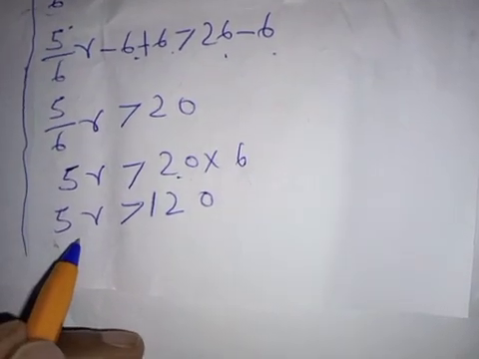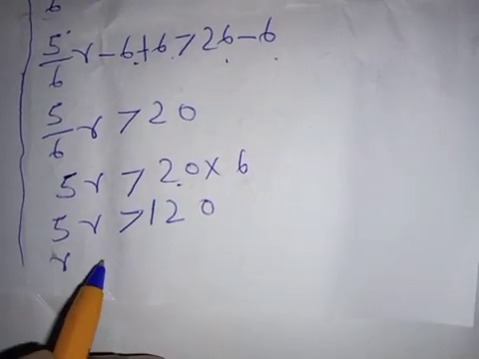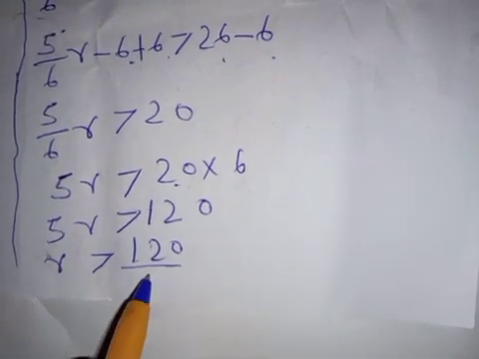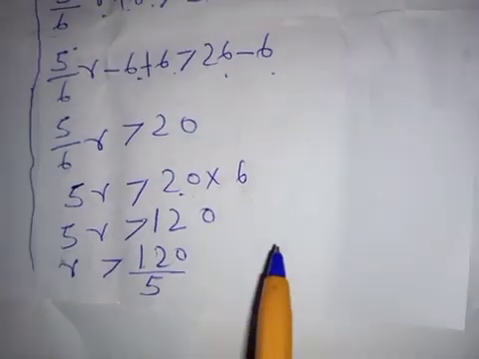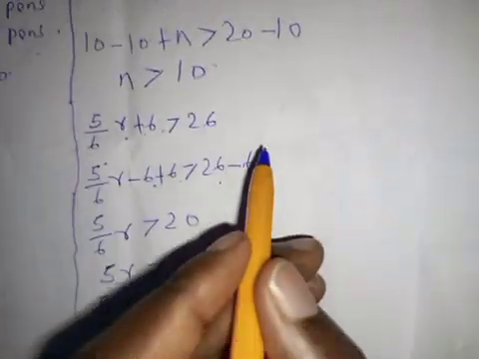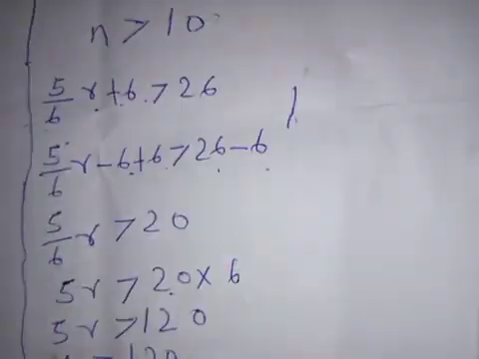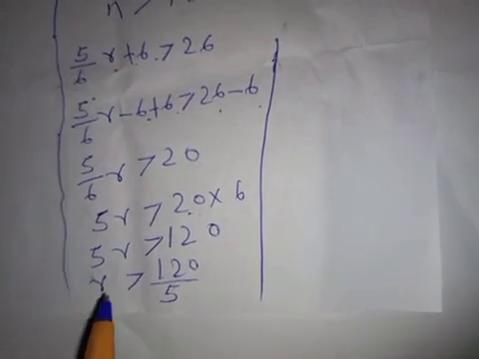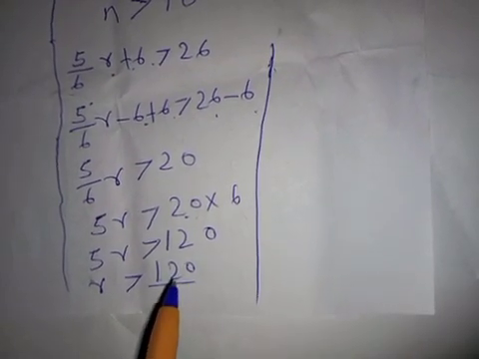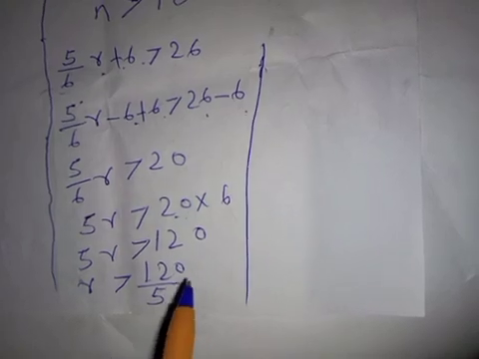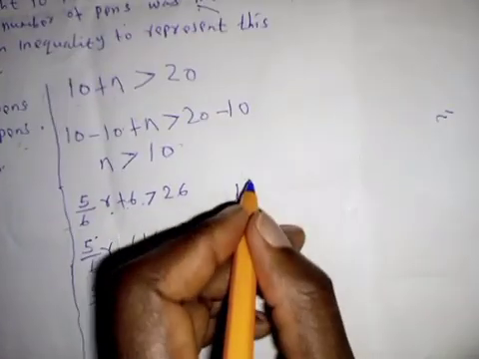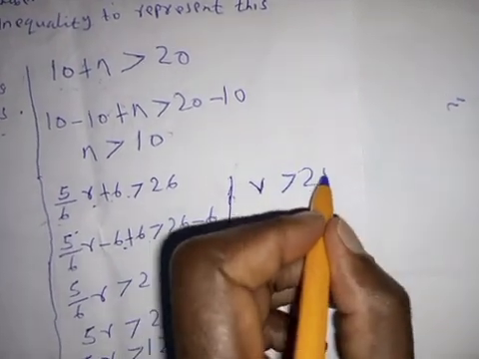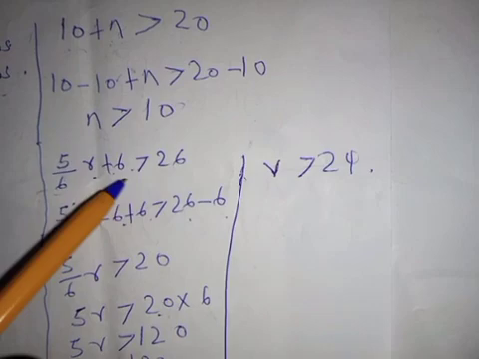From there, now you divide both sides by 5. So r greater than 120 divided by 5. You can leave it that way, or you decide to simplify it by dividing. 120 divided by 5 is 24. So it can be written as r greater than 24. So what you do, you begin by subtracting 6 in both sides.